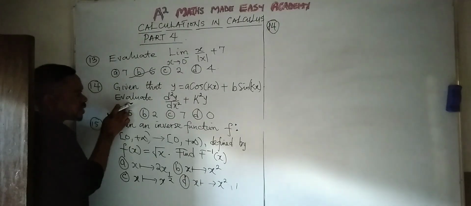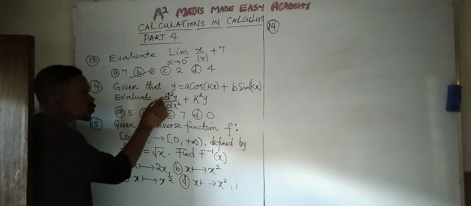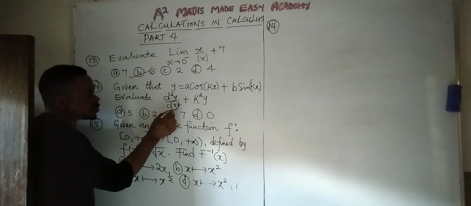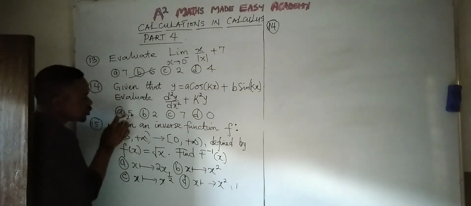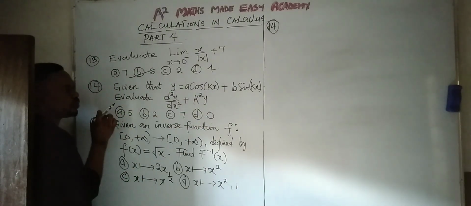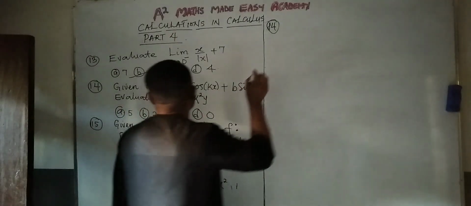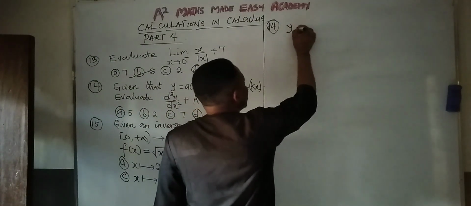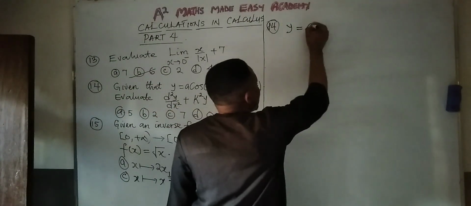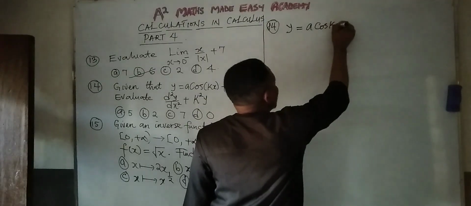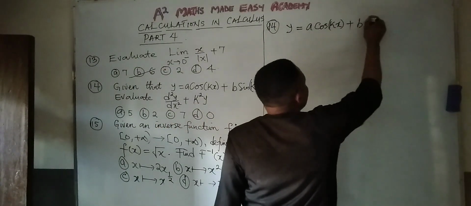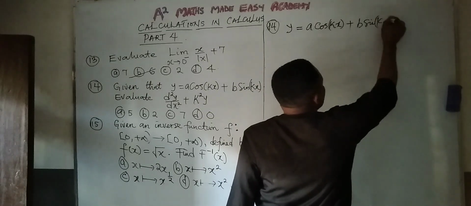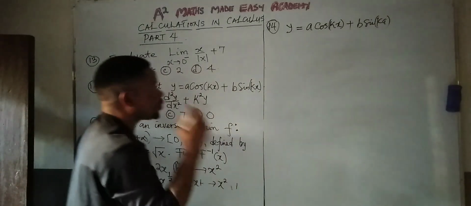Now the question says evaluate d²y/dx² + k²y. So look at the options. We have to evaluate this. Now what is the question? We are given that y is equal to A cos kx plus B sin kx. Now we are trying to observe something here.